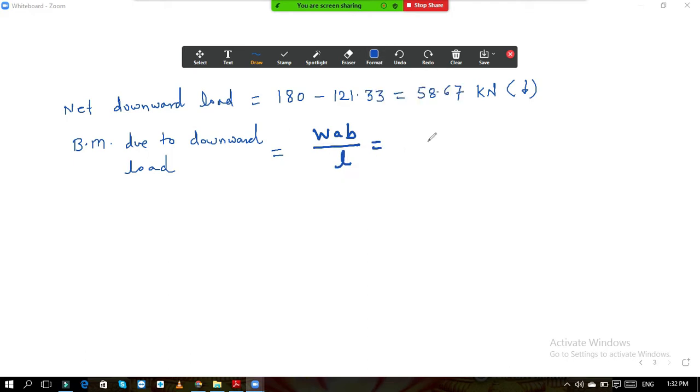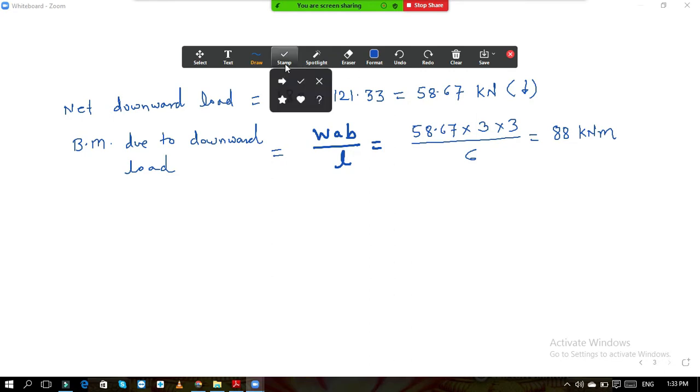So here your W is 58.67, into a is 3 meter, b is also 3 meter, divided by L which is 6. If you solve, you will get the answer. It is 88 kilonewton meter. So this is the bending moment due to downward load.